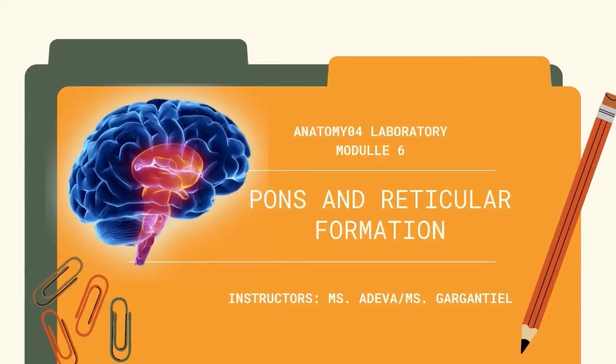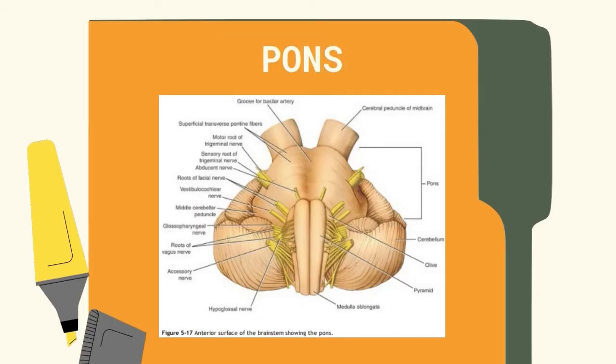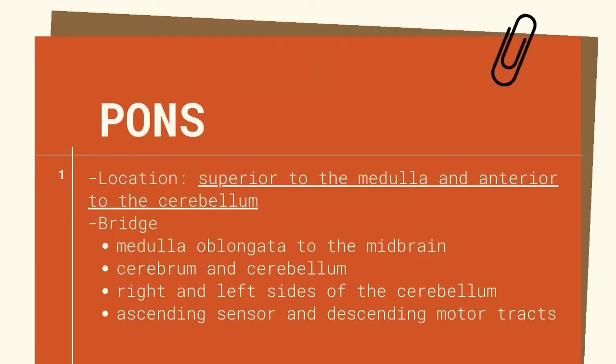Good afternoon, everyone. So for Module 6, the brainstem, we'll be discussing the pons and reticular formation. So your pons is located superior to your medulla and anterior to your cerebellum, and it mostly consists of both your nuclei and your tracts.